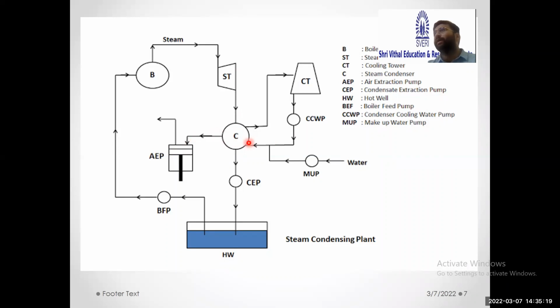Now here the condensed water is extracted with the help of the condensate extraction pump. This pump will extract the condensate and supply it to the hot well. The hot well is a temporary reservoir in which water is stored, and from this hot well, water is taken by the boiler feed pump and pumped to boiler pressure. So the function of the boiler feed pump is to pump water from condenser pressure to boiler pressure. Then this high pressure water is supplied to the boiler. Okay, so draw this diagram.